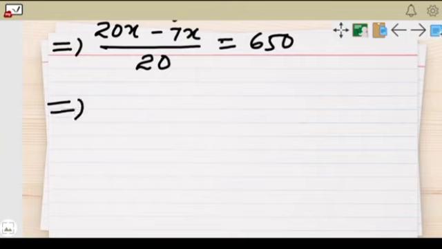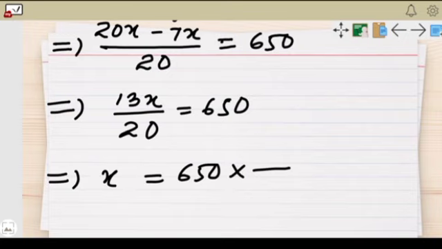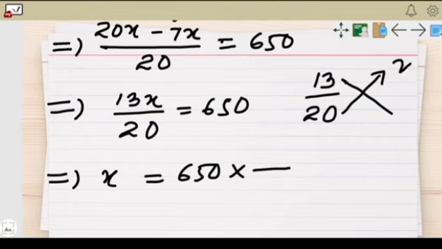20x minus 7x, we have 13x divided by 20 equal to 650. So in the next step I want to find here x, so x is written here, then 650 into. Okay, so now 13 is in the numerator and 20 is in the denominator. So what happened now? Cross multiplication. So 20 will go here and 13 will come down. So we have now here 20 and we have here 13.